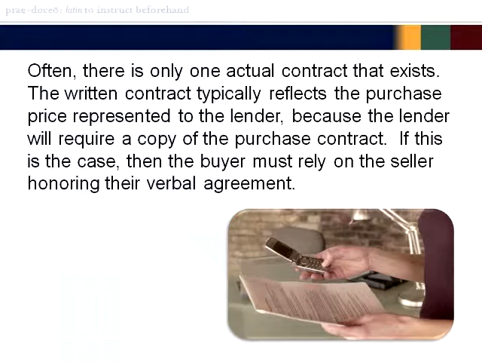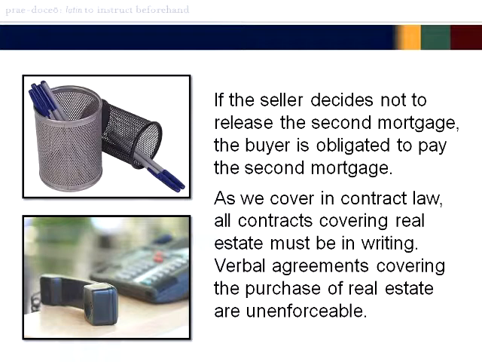The written contract typically reflects the purchase price represented to the lender, because the lender will require a copy of the purchase contract. If this is the case, then the buyer must rely totally on the seller honoring their verbal agreement. If the seller decides not to release the second mortgage, the buyer is obligated to pay the second mortgage.